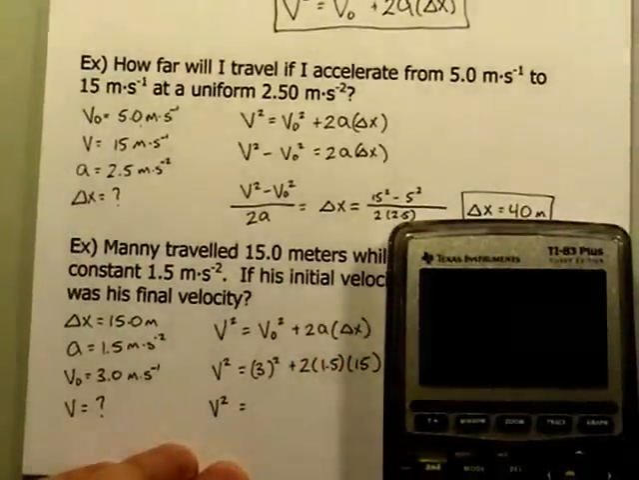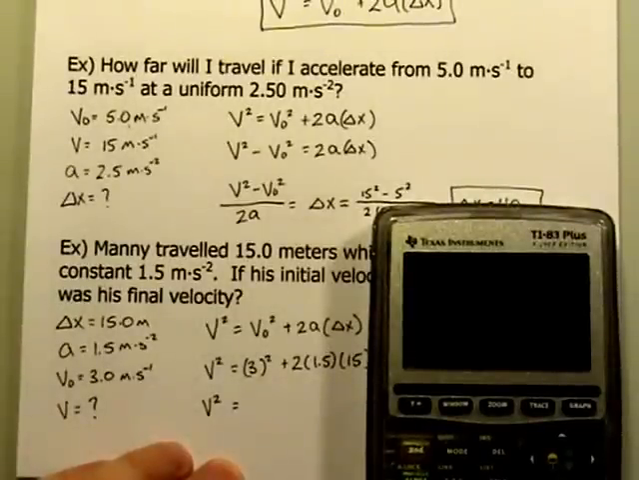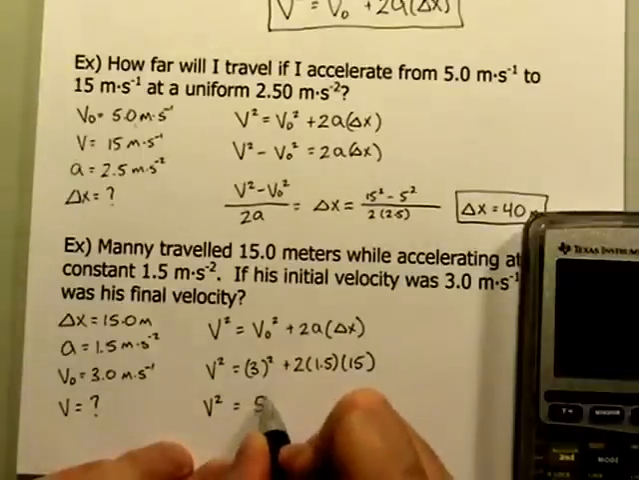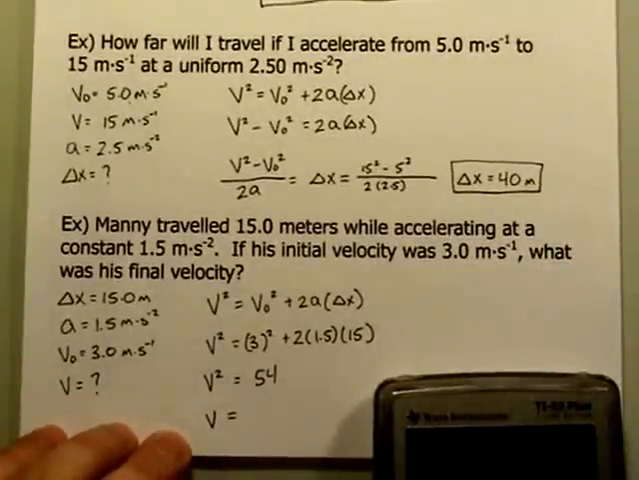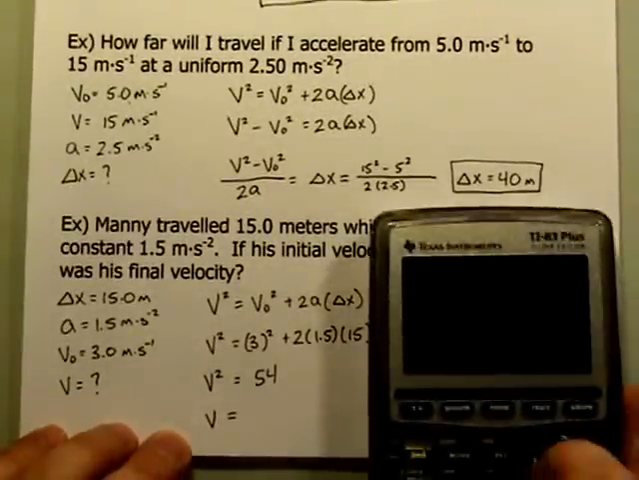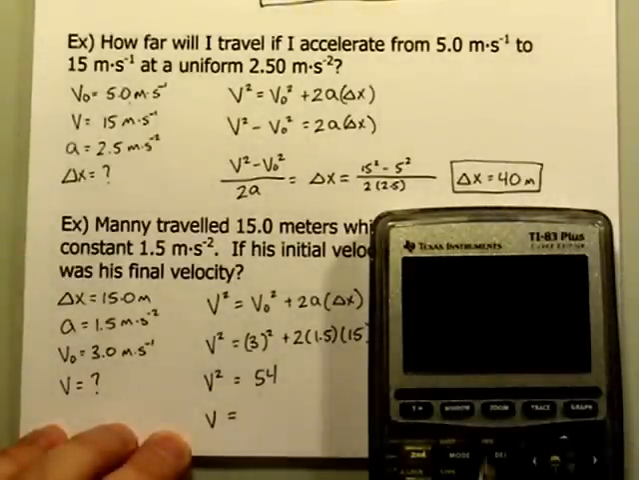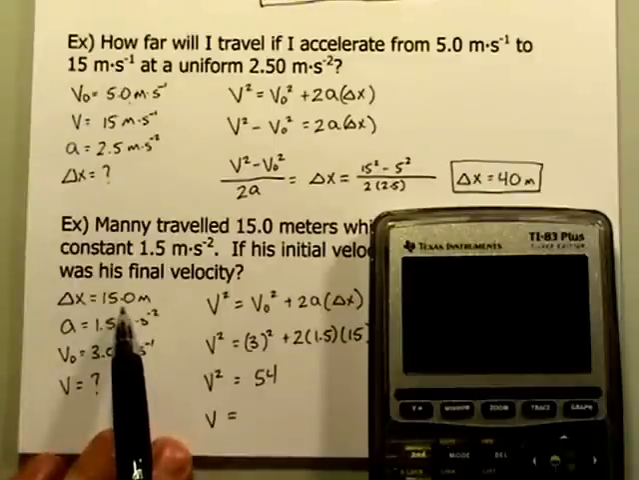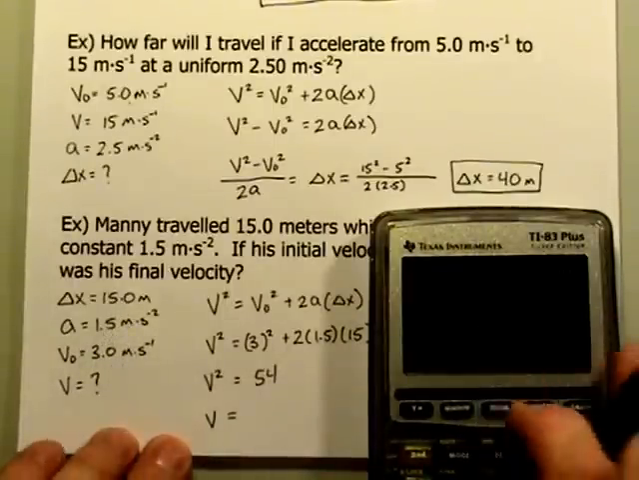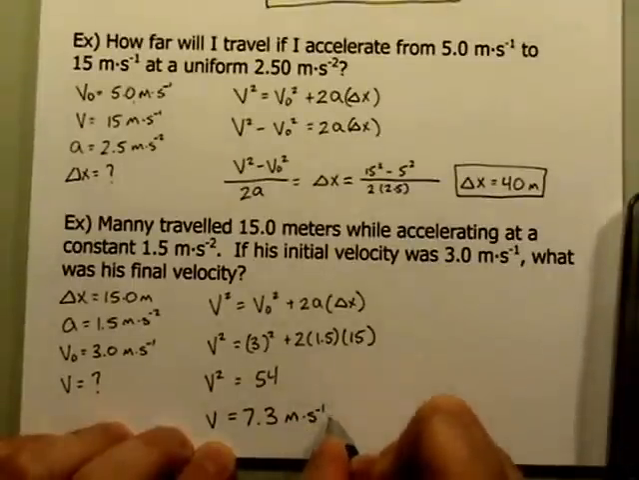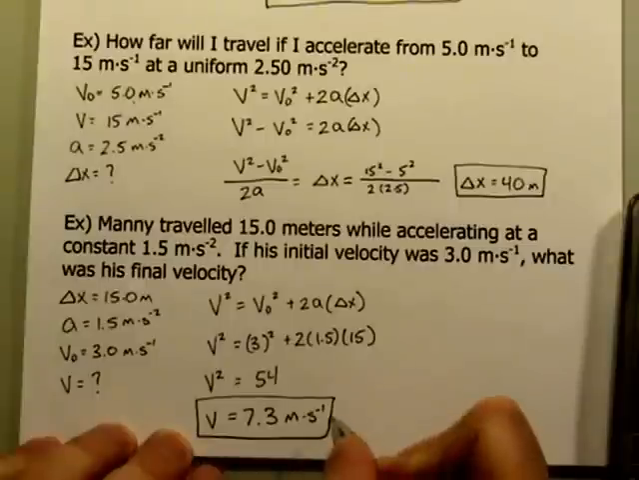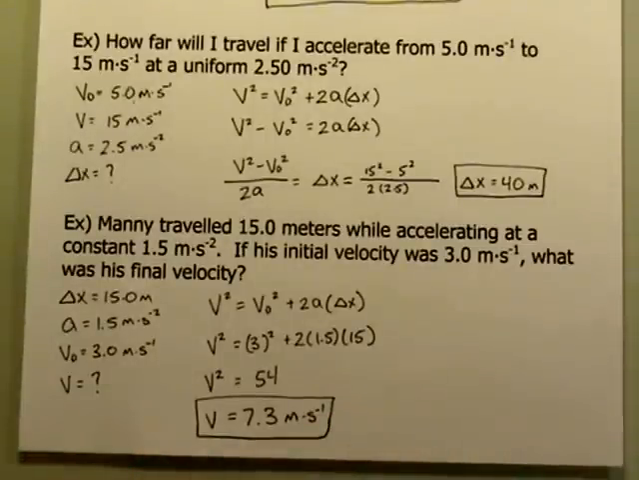So going to the calculator, 3 squared plus 2 times 1.5 times 15, that's 54. And then now we need to take the square root of that, so I can say that v finally is the square root of 54, which is 7.348. And if I look back here, I've got 3 significant figures, 2 and 2, so I'm going to have to leave that as 7.3 meters per second. And that's one of the possible examples.